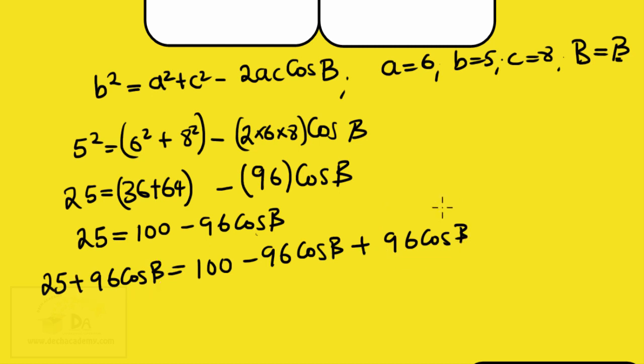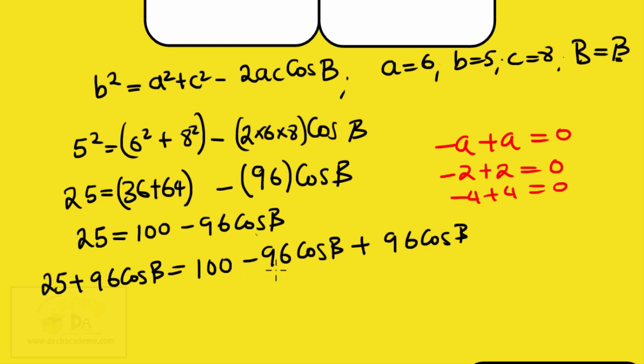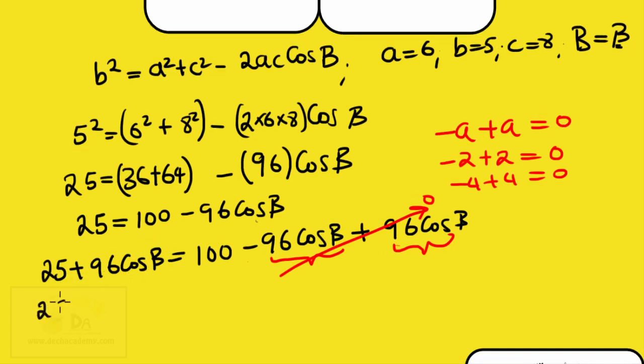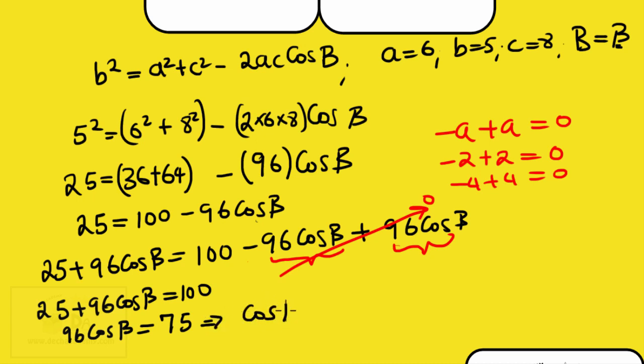And if you remember that minus a plus a, where a is any number, is equal to 0. So for instance, minus 2 plus 2 is equal to 0. If you remember this, minus 4 plus 4 is equal to 0. You will know that minus 96 cos beta plus 96 cos beta is of this form and is also equal to 0. So what we're left with is 25 plus 96 cos beta is equal to 100. Subtracting 25 from both sides gives 96 cos beta is equal to 100 minus 25, which is 75. And this gives cos beta is equal to 75 divided by 96.